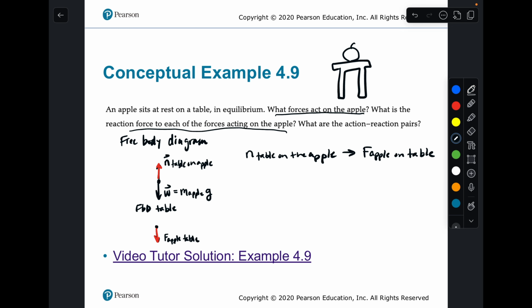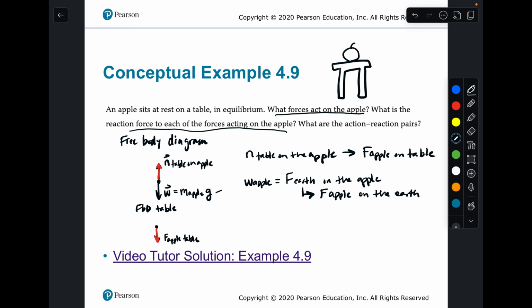So what is the action-reaction pair of the weight of the apple? The weight of the apple is the force of Earth on the apple, right? That's what the weight of the apple is telling us. Earth is pulling the apple down, so the force of the Earth on the apple is down. What is the action-reaction pair of that? Well, that's going to be the force of the apple on the Earth.